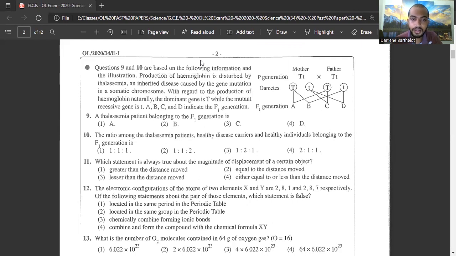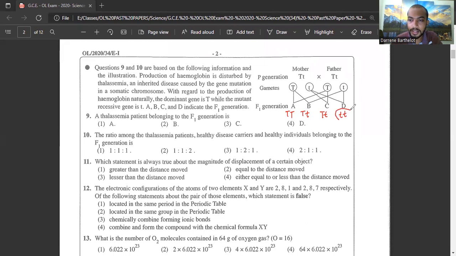So they are asking which thalassemia patient belongs to the F1 generation. If I take A, it is getting capital T, capital T. So that will be dominant. When you take B, it will get capital T, simple t. That also has the dominant gene, so it's a carrier, right? Then when you take C, it is getting capital T and simple t. It's also a carrier. When you take D, it is getting two simple t's.